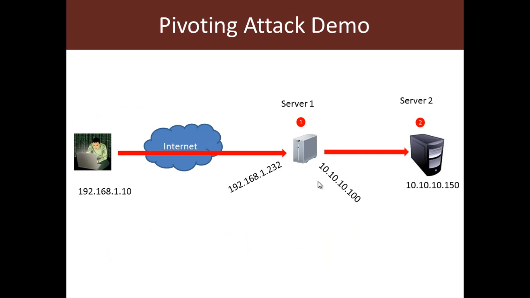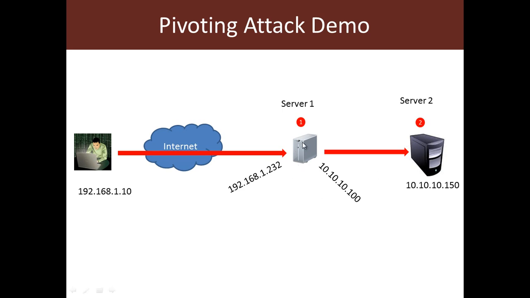Right? So the pivoting attack demo. We've taken a sample scenario in which there is server 1, which has two interfaces. One of the interfaces is internet facing and has an IP address 192.168.1.232. The other interface has an internal IP address 10.10.10.100. In that internal network, there is another server 2, having the IP address 10.10.10.150. The attacker is on the internet and can get IP level connectivity to server 1 but not to server 2. So this is the sample scenario. First we will attack server 1, break into it, and then use server 1 as a pivot to break into server 2. Right? So let's go to our demonstrations.